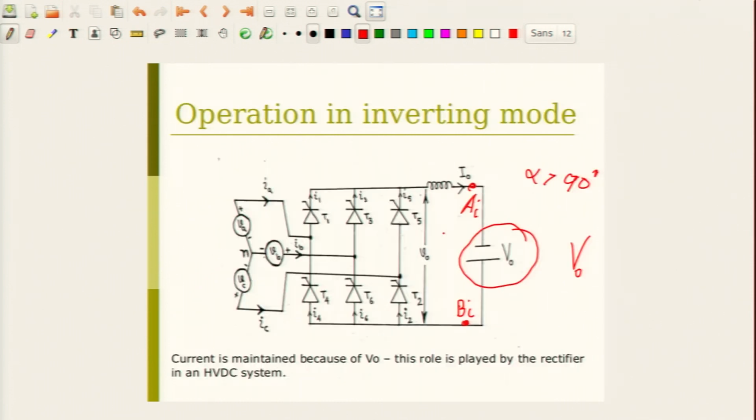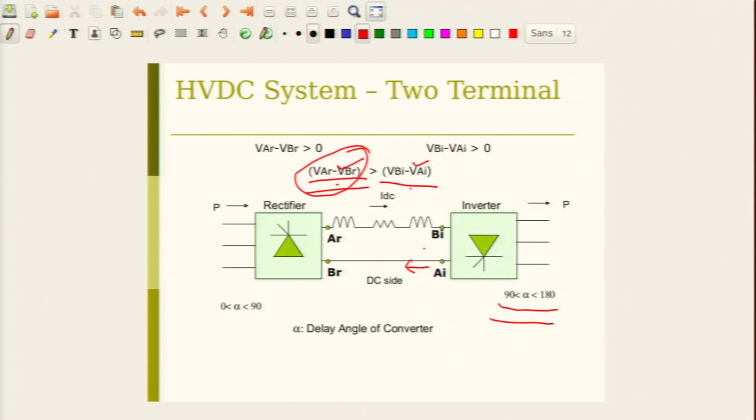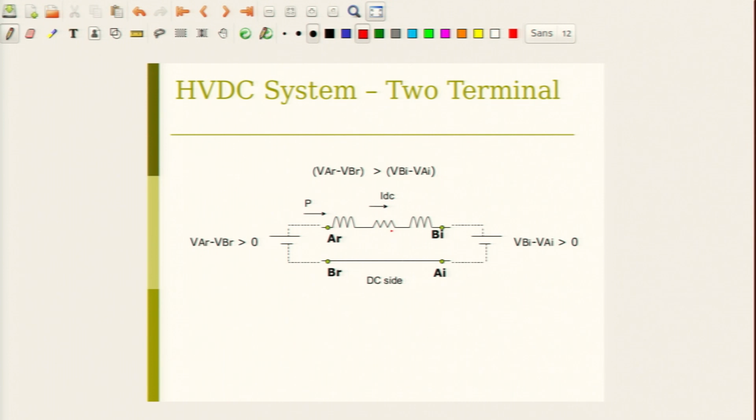So, this is what you actually see here. Can you go back again? BI is the bottom of this bridge. This potential is higher than this potential in inverting mode, and this role is played by the rectifier. This voltage which you see here is provided by the rectifier. So, this is that voltage V naught here. The polarity, if you notice, is appropriate so that the current will still be in this direction. So, this is how an HVDC link works. In fact, this is how it looks for a 2-terminal system. This is the same thing I have shown you before. Remember that VBR is greater than VAI, for an inverter with alpha greater than 90 degrees.